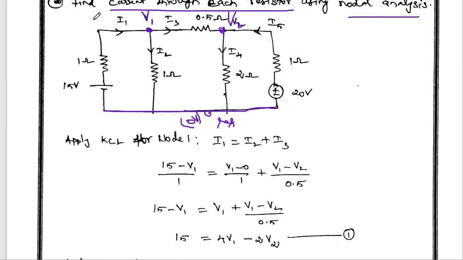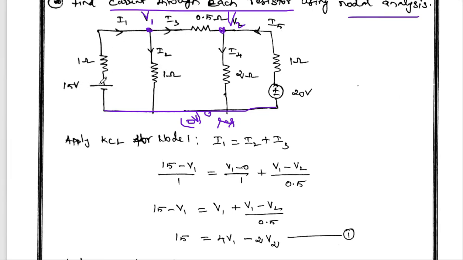Then the next step is to mark the branch current in all branches. In mesh analysis, we mark the mesh current, which is a loop current. But in nodal analysis, we have to mark the branch current. In each branch, note down what current is flowing.